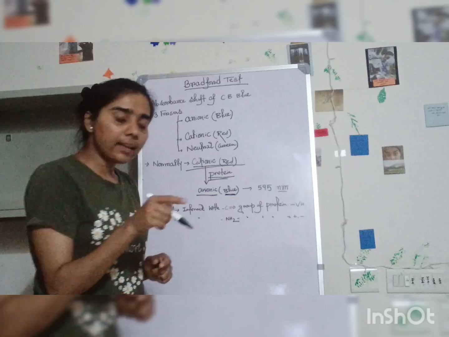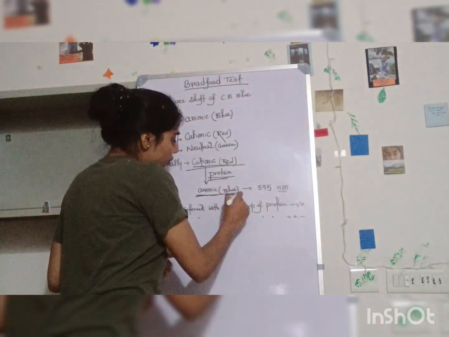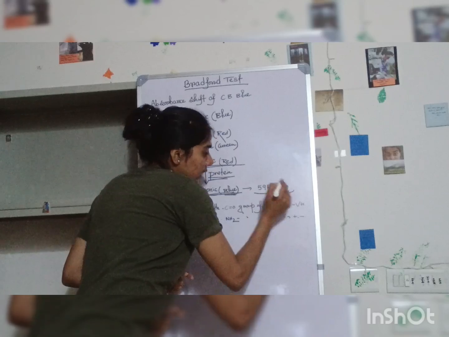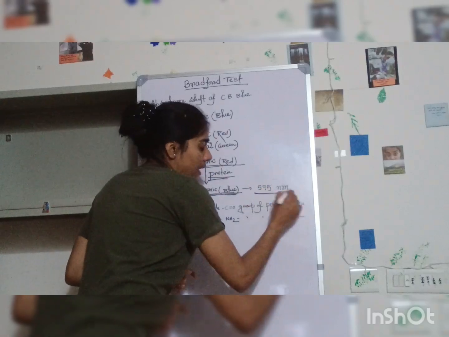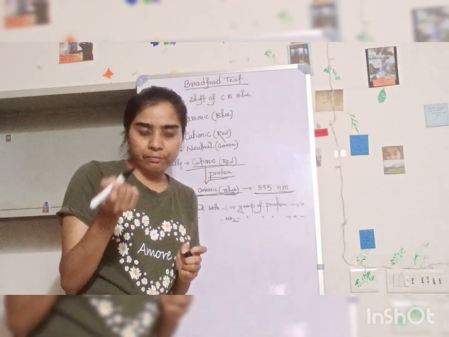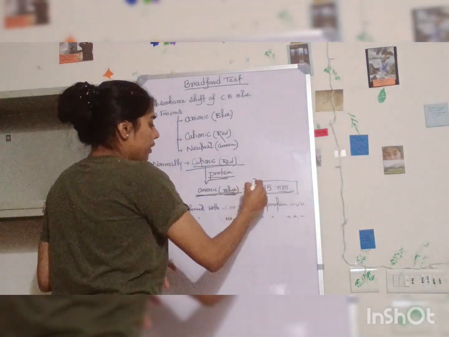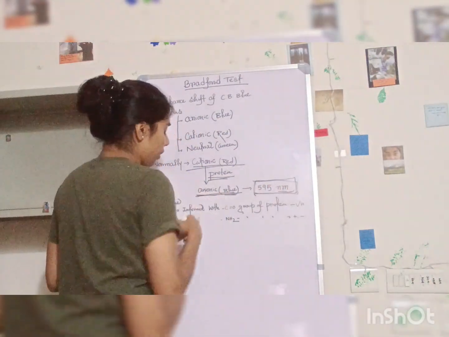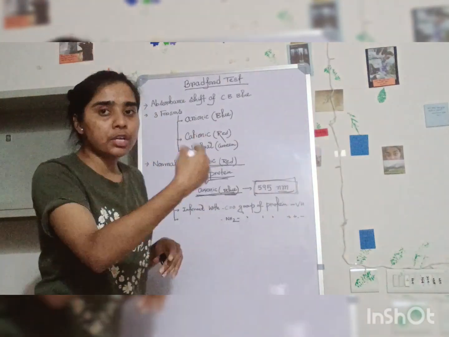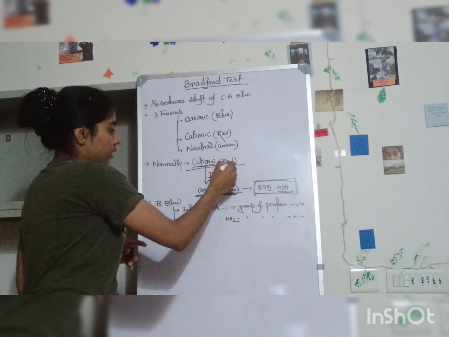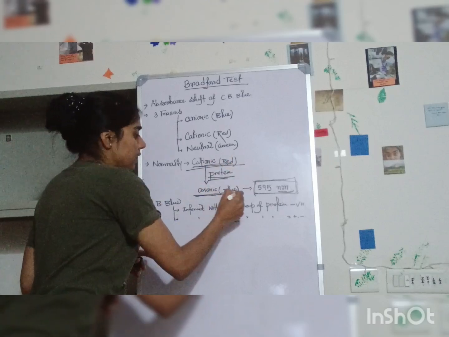And we can detect this blue form with 595 nanometer light. So this is the wavelength of light for the assay, which we use for the detection of this conversion of the Bradford reagent from the cationic, that is the red form, to the anionic, that is the blue form.